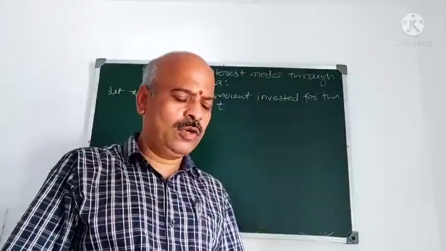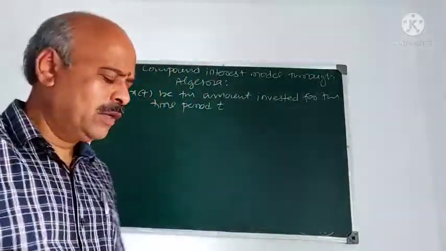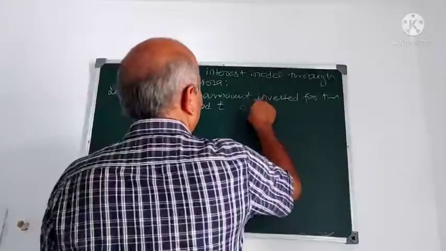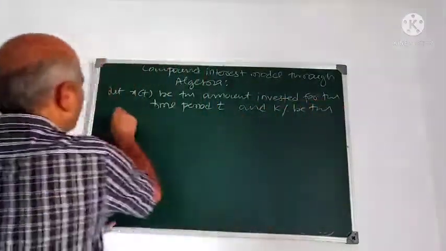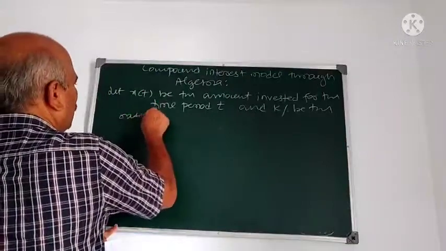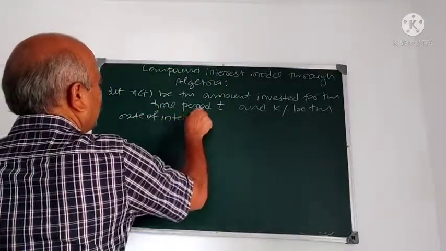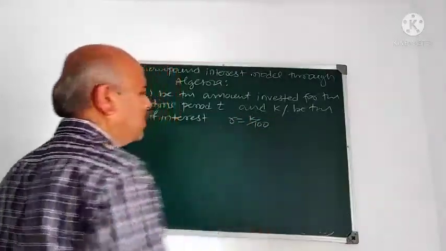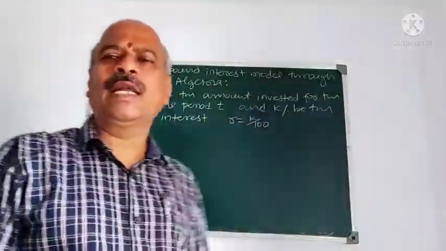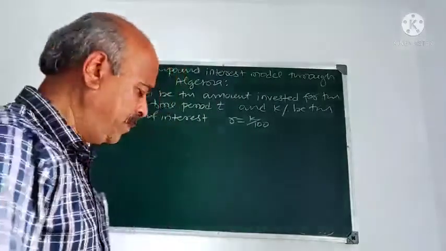x of t be the amount invested, and K% be the rate of interest. Therefore, R is K by 100. The rate of interest is taken as R. It is K by 100.